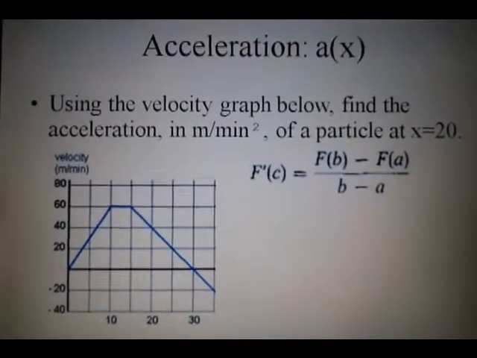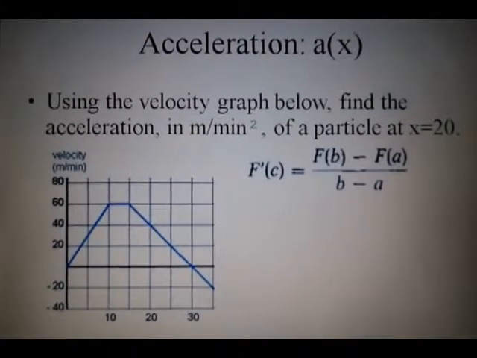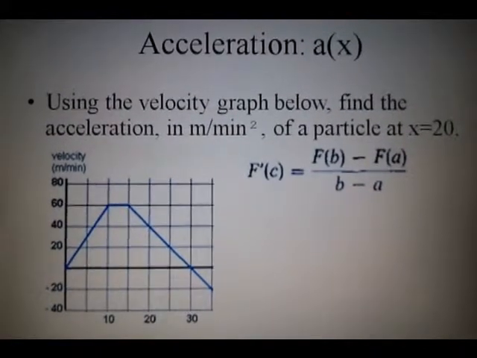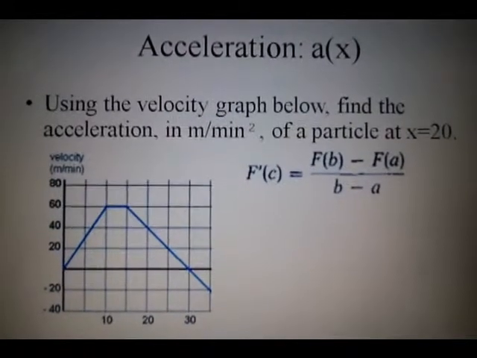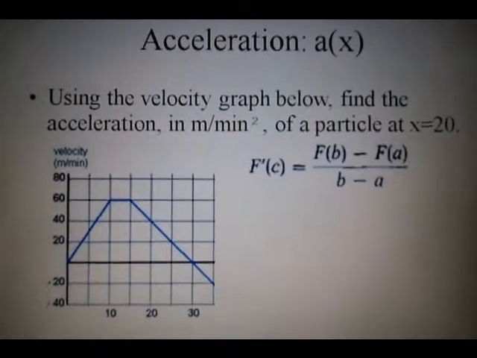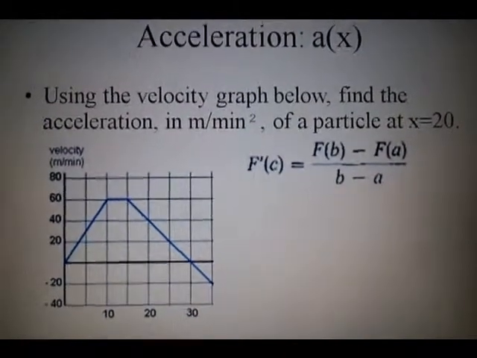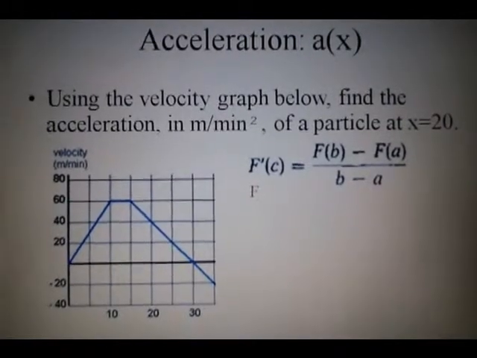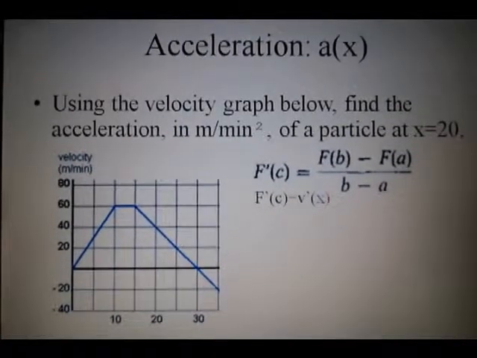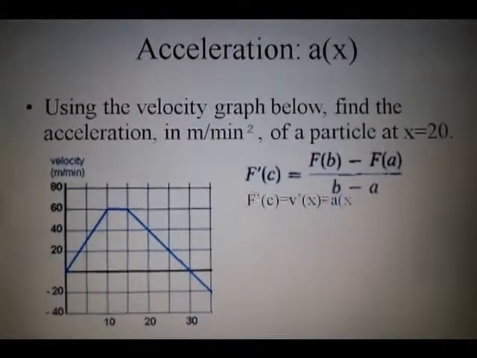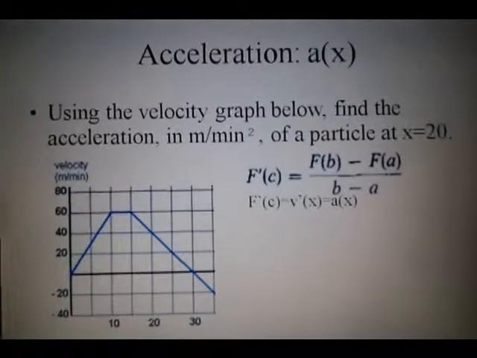The formula for the mean value theorem is f prime of c equals f of b minus f of a, all over b minus a. Now the reason you can use the mean value theorem is because f prime of c can also be the velocity derived. And as you know, the velocity derived is the acceleration.